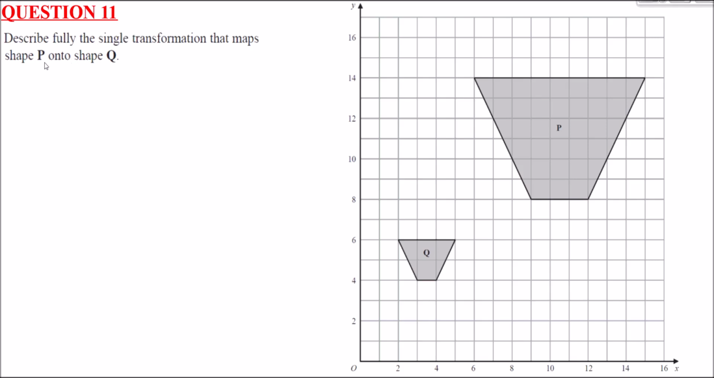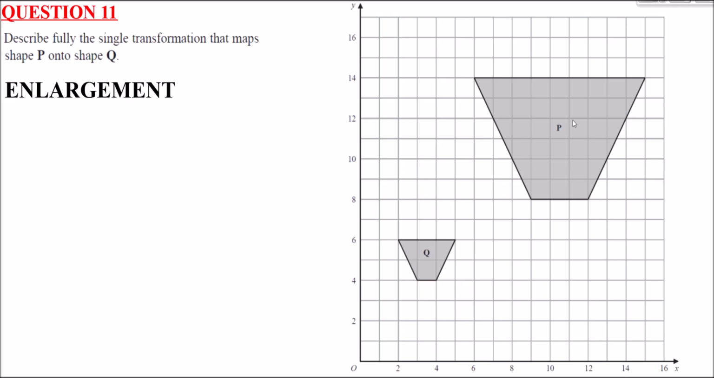And also read the question carefully. We're going from shape P to Q, from the big one to the small one. So even though you're going from a big trapezium to a smaller one, because it's changing size, it has to be called an enlargement. An enlargement is when it changes size. So it's not called a shrinking when it gets smaller, it's still called an enlargement. So the first thing to note down is this one is an enlargement.